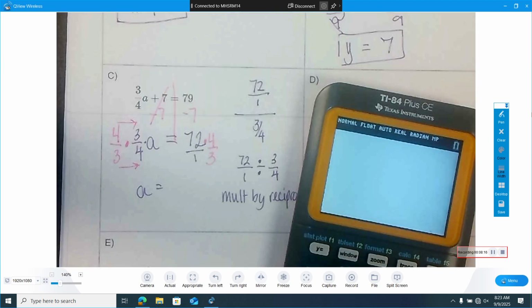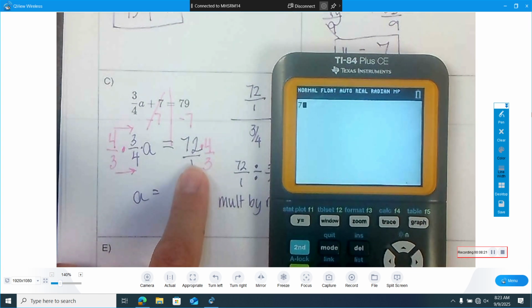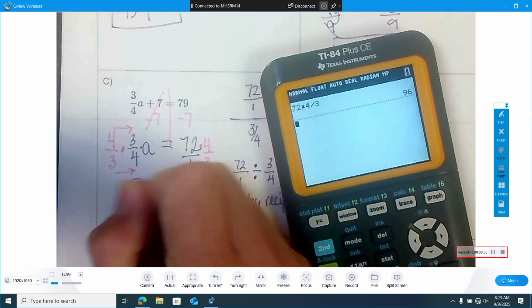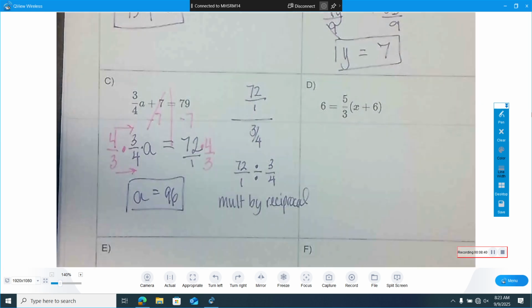All right, so in my calculator, I can very easily do 72 times 4 divided by 3. Exactly that way. You don't have to do the whole change it to a fraction over fraction thing. Like, you don't have to do that. 96. Okay. All right. It's been a long time since you've had to multiply by the reciprocal, huh? Yeah. All right. Let's look at letter D.